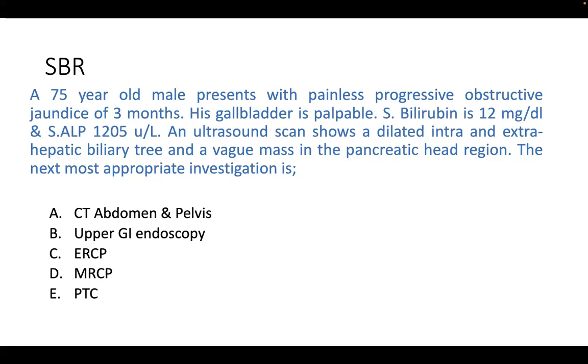So remember the chart I gave. You have done your ultrasound scan. The history is suggestive of it not being a stone, because remember, it's painless, progressive, and the gallbladder is palpable. And the ultrasound scan shows a dilation of the intra and extrahepatic biliary tree and a vague mass in the pancreatic head region, so you're suspecting a carcinoma here. So your next step is to do a CT abdomen and pelvis.